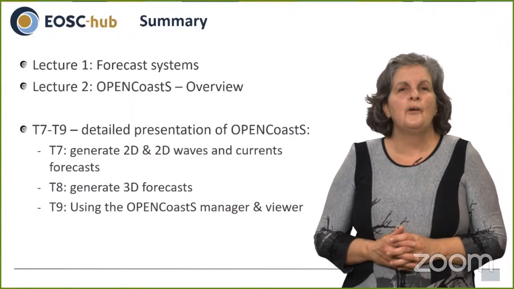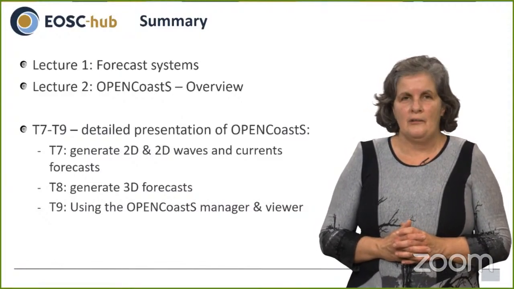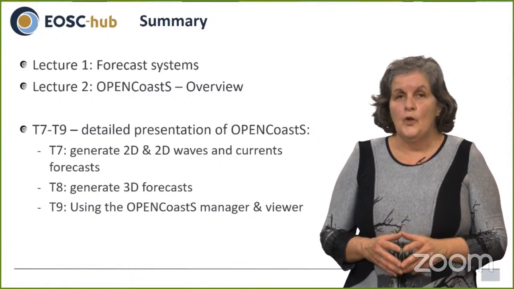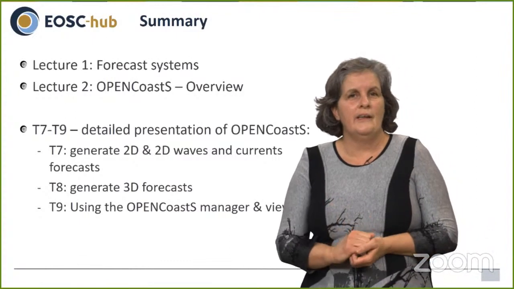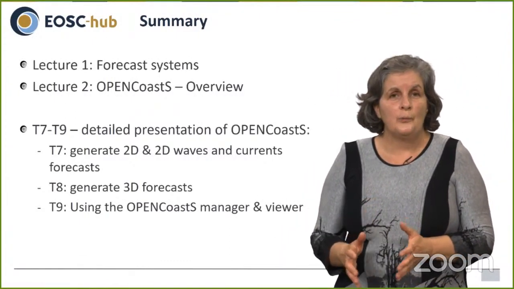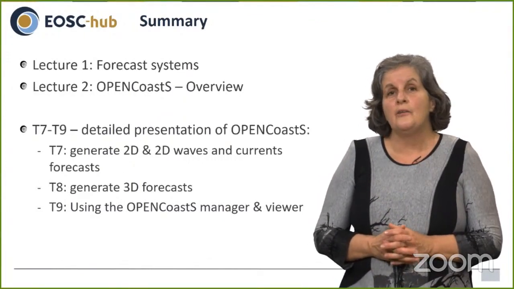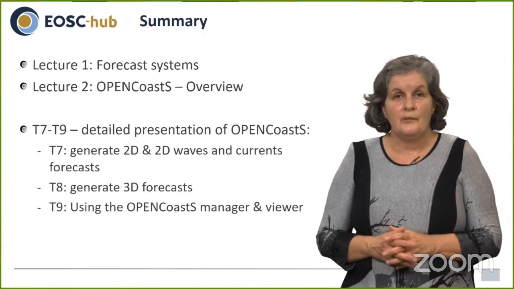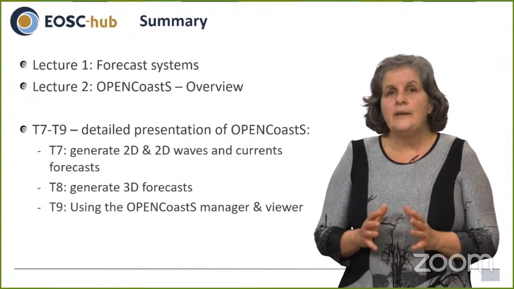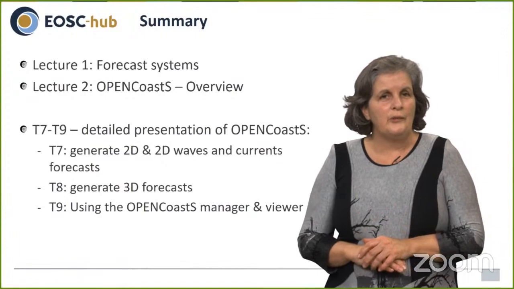Then, in the next three modules, we will focus on the three main components of the OpenCoast platform. In modules 7 and 8, we will present the configuration system, where the user sets up the forecast system for the different circulation options, 2D, with and without waves, and 3D forecasts. Finally, Module 9 presents the other two components of the OpenCoast platform, the Forecast Manager, where we can manage all our forecast systems, and the Outputs viewer, where the forecast results can be visualized and compared with field data.